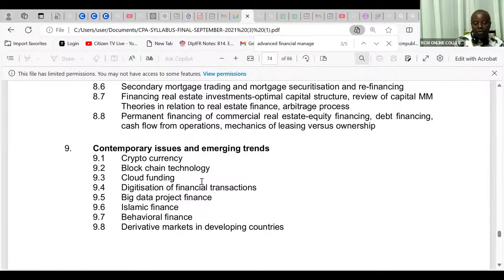Then we have digitization of financial transactions. It's very important for us to automate all our financial transactions. Big data, project finance, very important. Islamic finance, very important. Behavioral finance, and we will tell you what this means. Derivative markets in developing countries, very, very important. So that is it regarding what is expected of us.